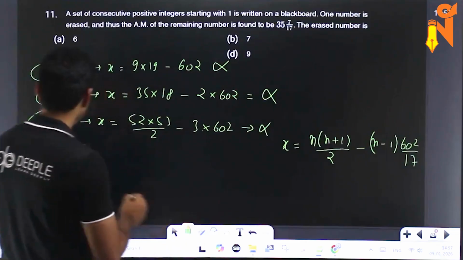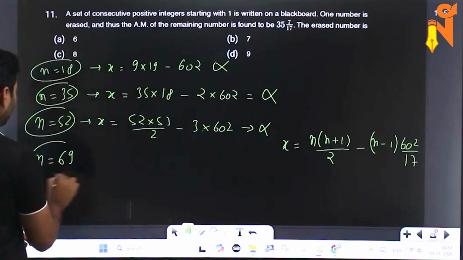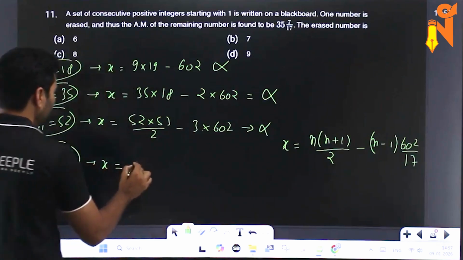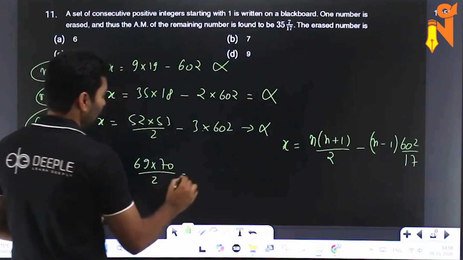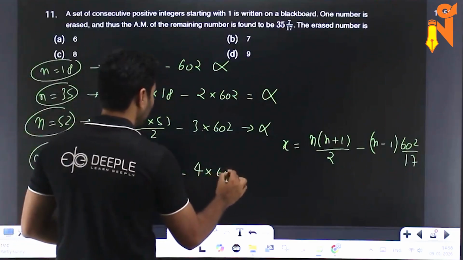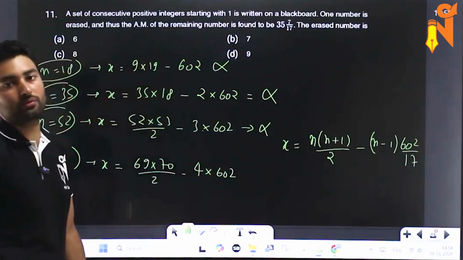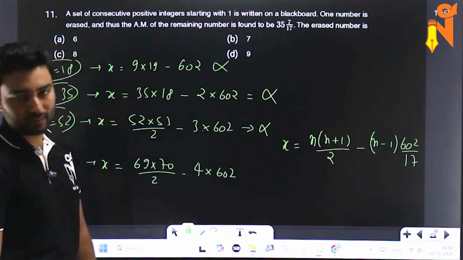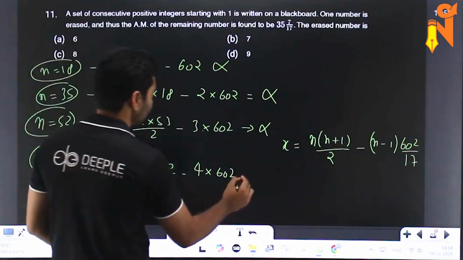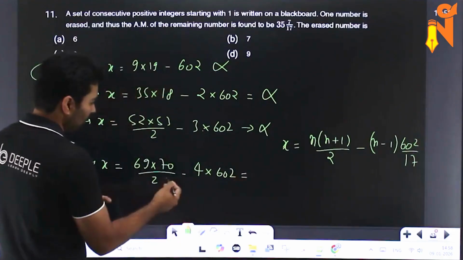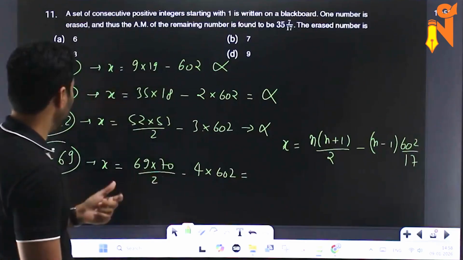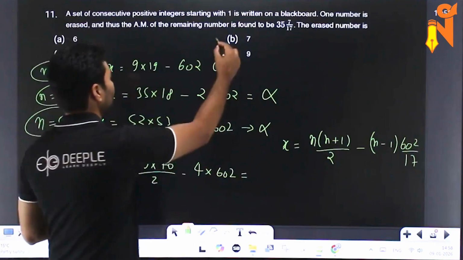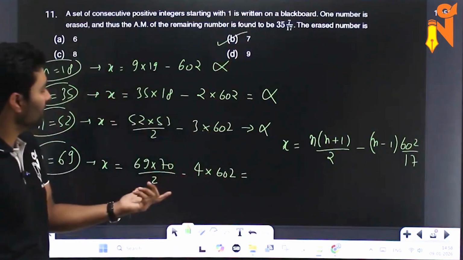Next, if you put n equal to the next factor, which is 68, so put n equal to 69. In this case, you will get x equal to 69 into 17 by 2 minus 4 into 602. So here this is the answer. Why? This is correct, and this is a positive number. After solving, you will get x equal to, I think, 7.